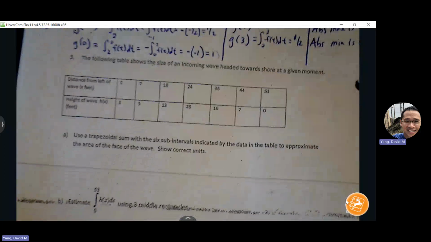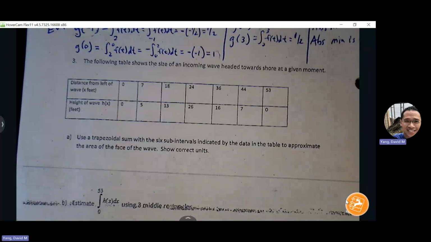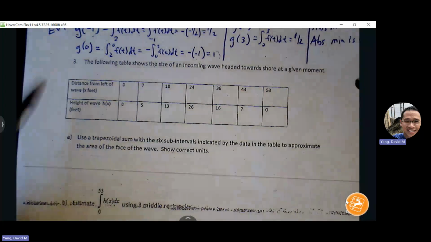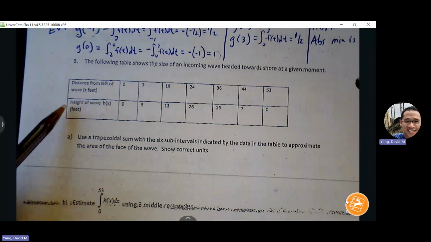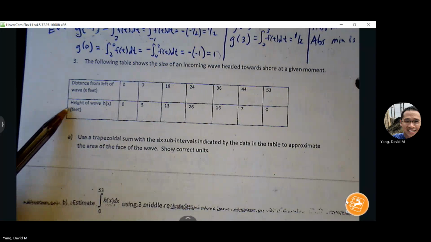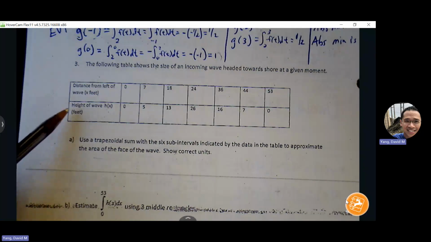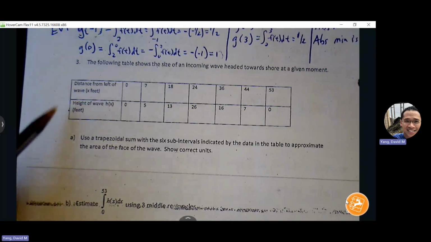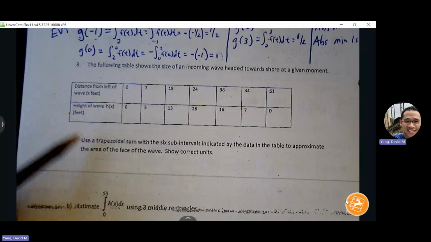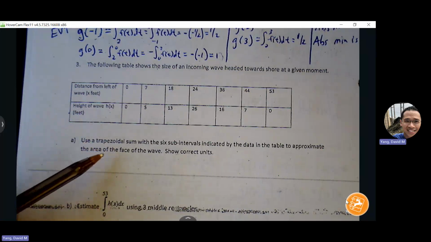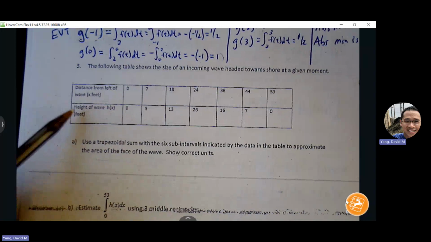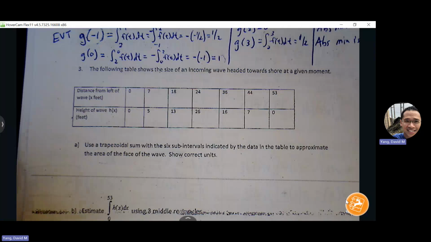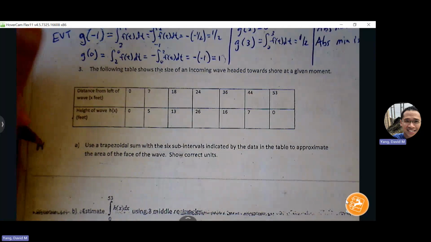All right, Riemann sums here. Use trapezoid sum with 6 subintervals to approximate the area of the face of the wave. So we know that our units will be feet squared, right? This is feet, that's feet as well. If we're involving anything that's integral or Riemann sum related, we're always multiplying between 2 units.